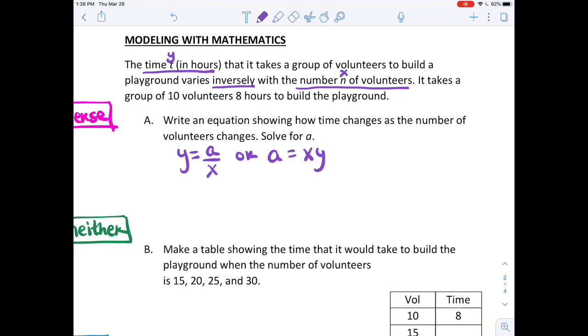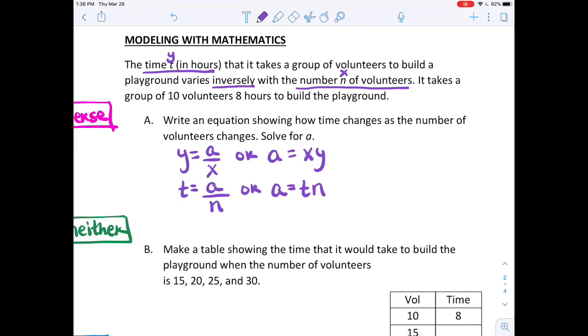So let's go ahead and rewrite this in the form that we need for this real world problem. X and y actually have meaning now. They are time and number of volunteers. So we can say that time varies inversely with the number of volunteers. The more volunteers you have, the less time it's going to take. Or the other thing we can say is that our constant is equal to the time times the number of volunteers.